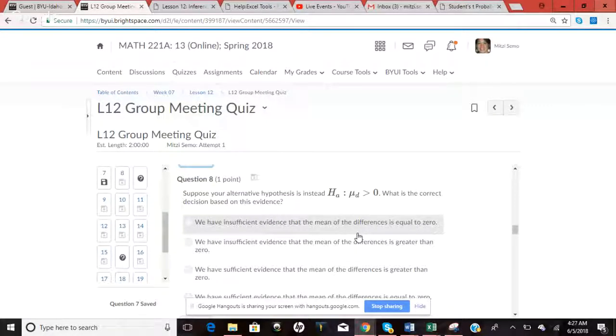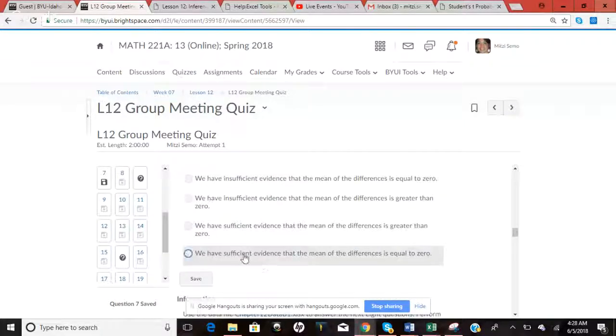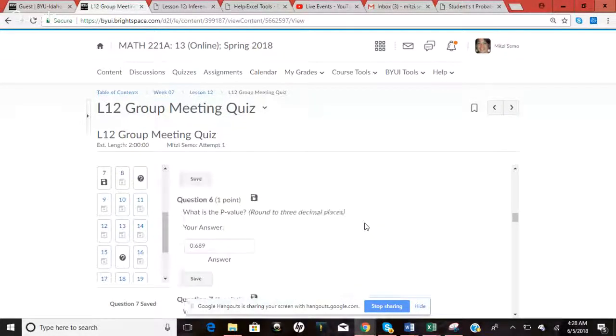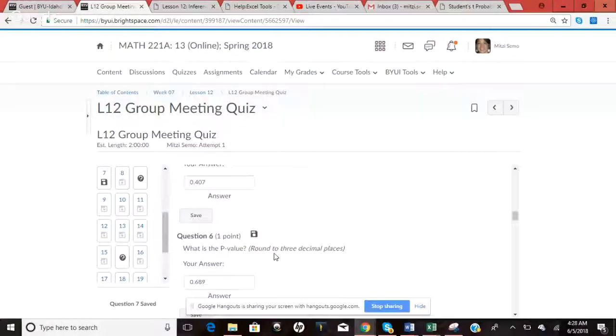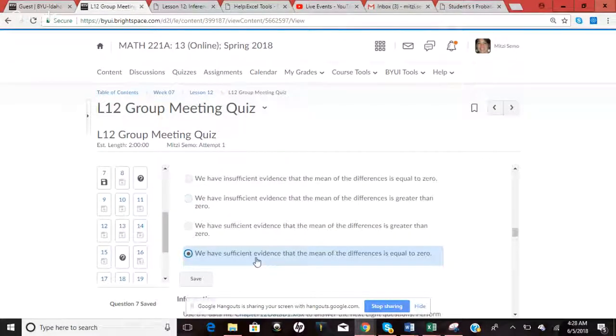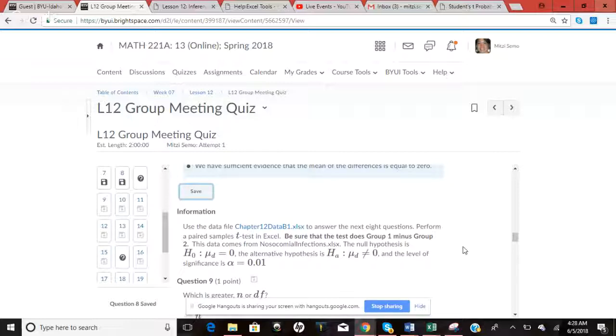Let me think about this for a second. I'm not at home, so I'm totally out of my element here. I don't know. If we don't reject the null, then because the null is that it's equal to, right? This is our null right here. So then it is equal to zero. We have sufficient evidence the mean of the difference is equal to zero. Okay.